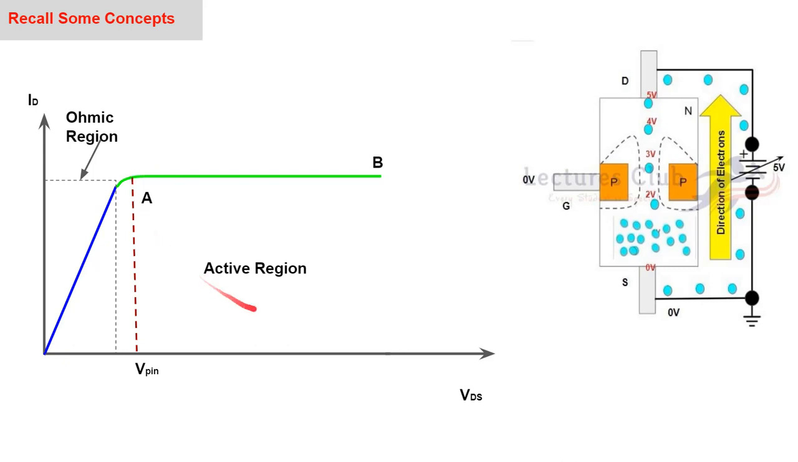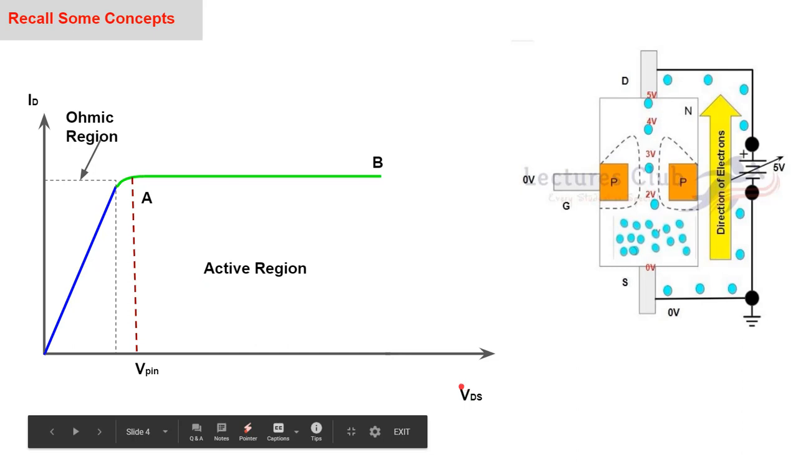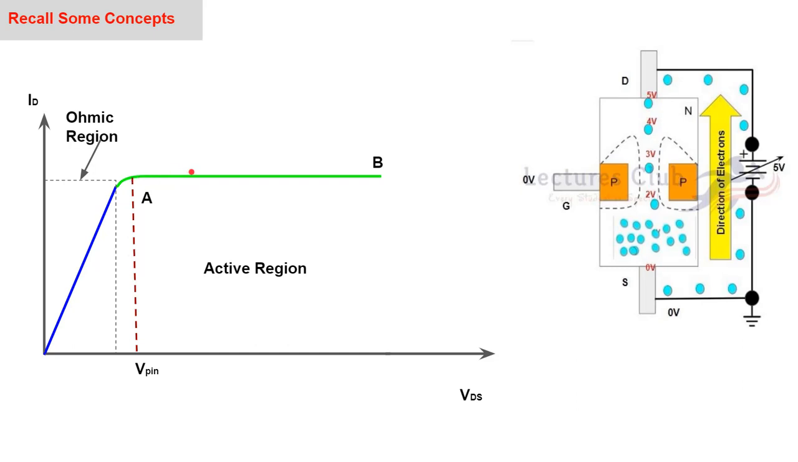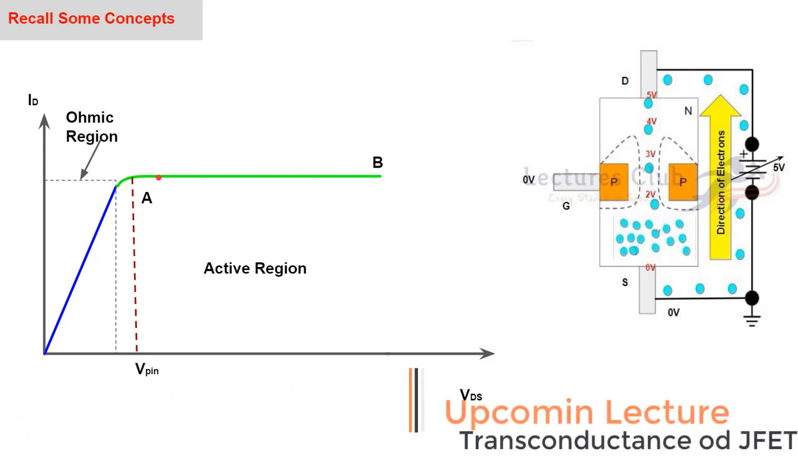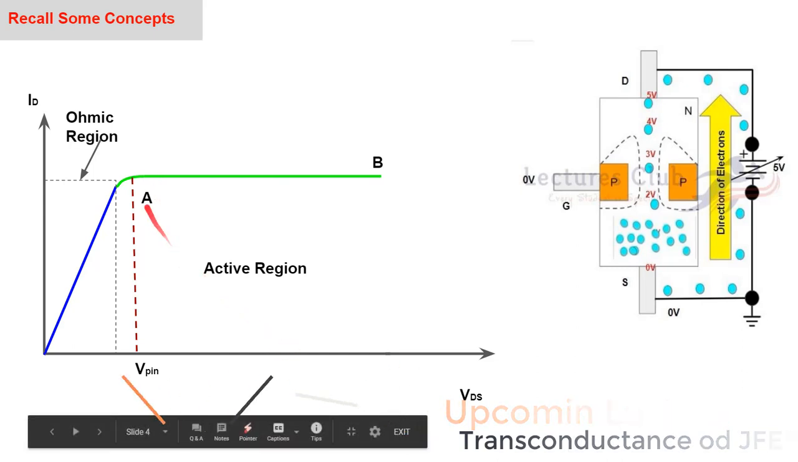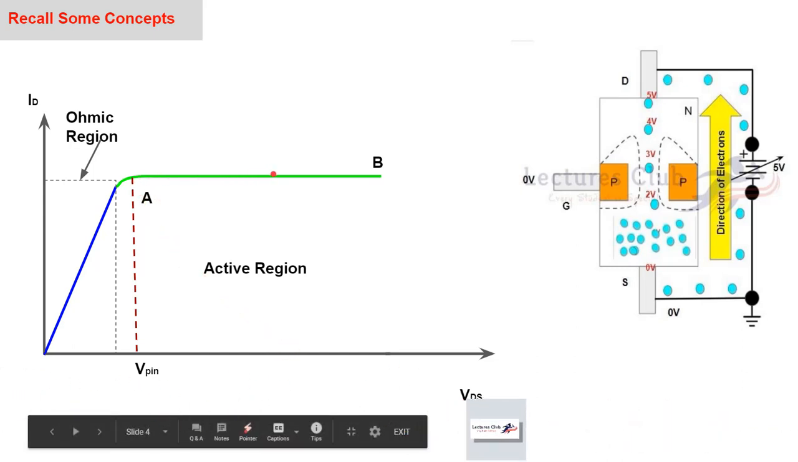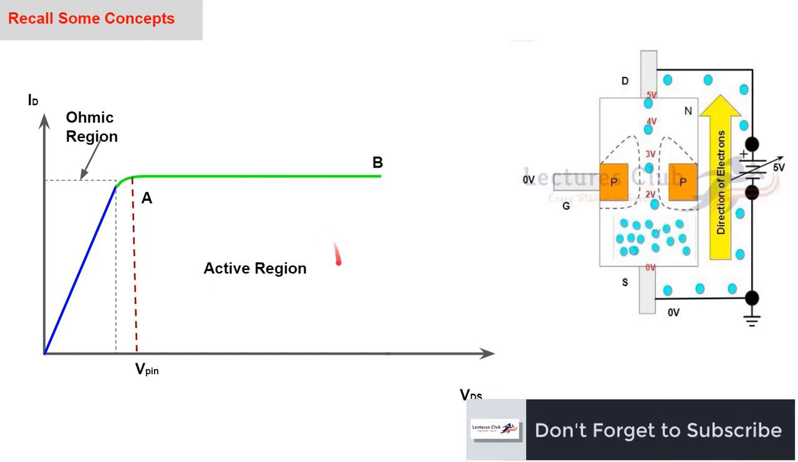I repeat, the value of drain to source voltage at which the current through the JFET has become constant and maximum as well is called the pinch off voltage. The current will be maximum at the pinch off voltage and will not change further. If you further increase the drain to source voltage, current is not increasing and has become constant. This is called the active region.